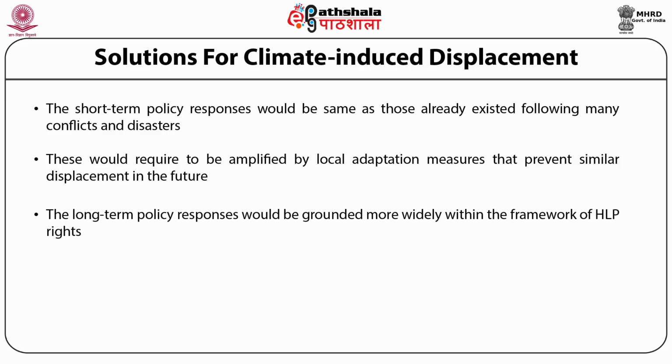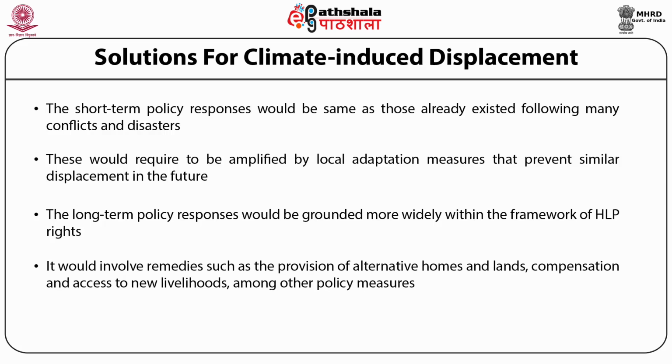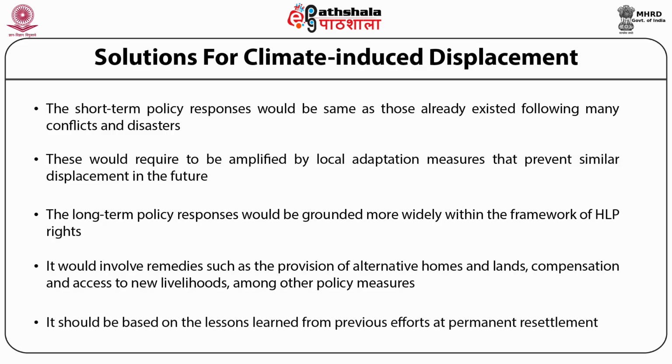The long-term policy responses would be grounded more widely within the framework of HLP rights. It would involve remedies such as provision of alternative homes and lands, compensation and access to new livelihoods, among other policy measures. It should be based on the lessons learned from previous efforts at permanent settlement. The record of treatment faced by those who have arguably already been displaced due to climate change does not bode particularly well for the millions yet to be displaced.